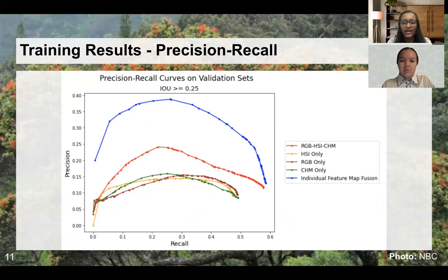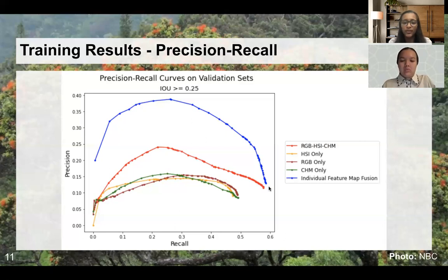And I'd like to point out here that these three precision recall curves represent the set of classical approaches that are being used currently, where a single input modality is passed into the model and used to predict the bounding boxes. So already our first approach of combining all three input data types surpassed the classical approach in terms of both precision and recall achieved.